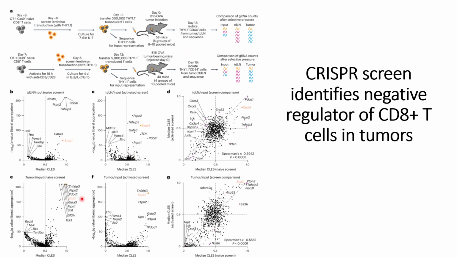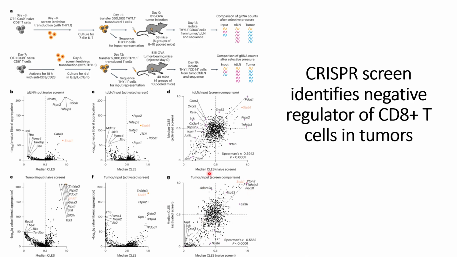When they check the guide RNAs screened from the tumors, they see similar negative regulators of the CD8 plus T cells, such as TNFAIP3, PTPN2, STUB1, GATA3, and this is for the naive T cells. When you check it for the activated T cells, and they are comparing it with the input since they have also sequenced the input cells, they also see similar genes for the CD8 plus T cells: STUB1, TNFAIP3, PTPN2.